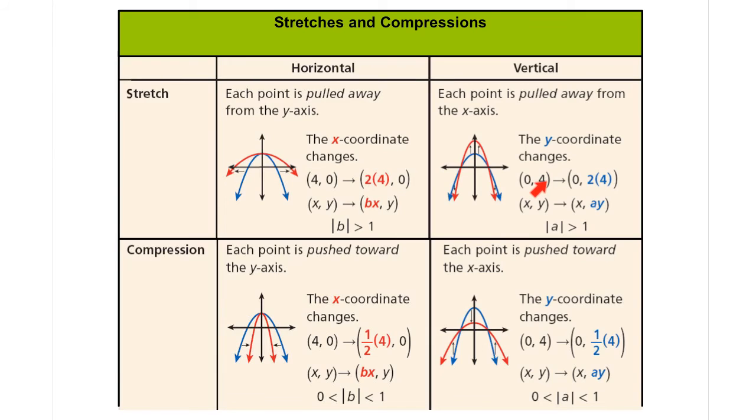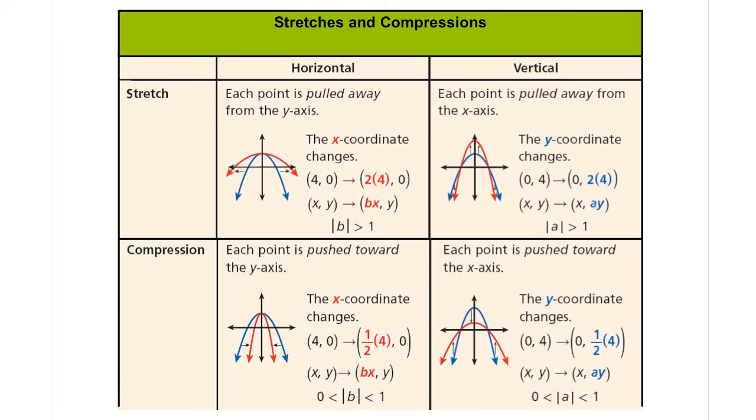In a vertical stretch or compression, it's the y-axis or y value that's changing. And the y value gets multiplied by a number that's going to move it away from the x-axis. So in this case, it's being multiplied by 2. So each point is now twice as far away from the x-axis as it originally was. And if it's a fraction, it's going to get closer to the x-axis. And so now each point is closer to the x-axis than what it originally was.